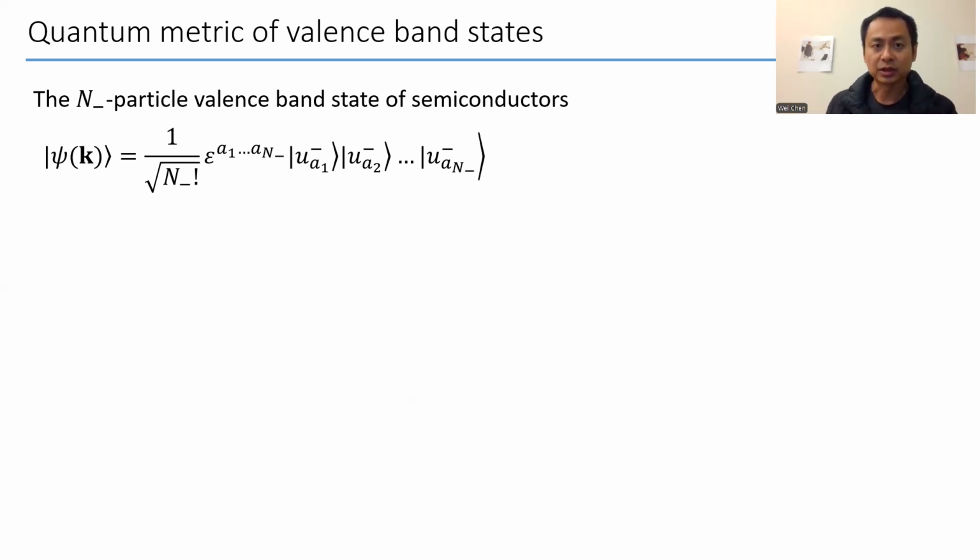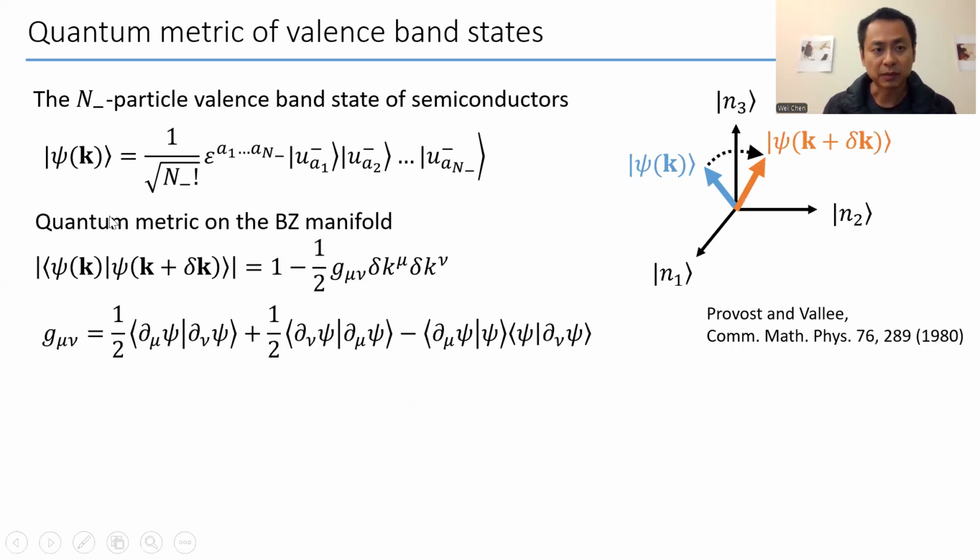Now, once you have this state, you can construct the so-called quantum metric by considering this valence band state at momentum k and a slightly different momentum k plus delta k. Now, if you consider the overlap of two such states and take a modulus of it and do an expansion, then you can prove very easily that the leading order expansion is quadratic in delta k, and the coefficient in front of it, this G mu nu, is what people call the quantum metric. And it has this very nice derivative form that you can see.